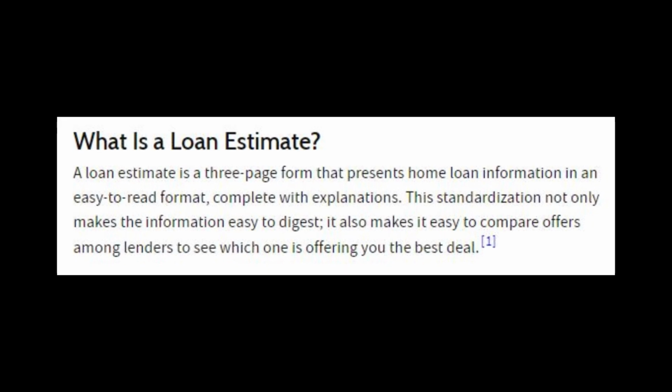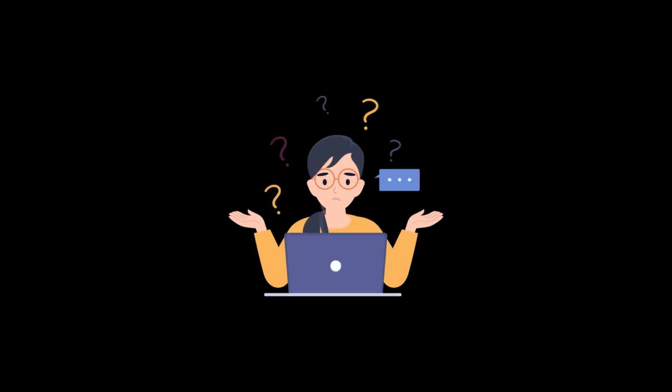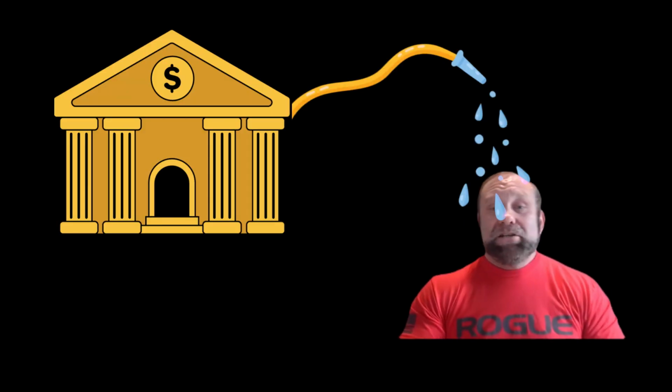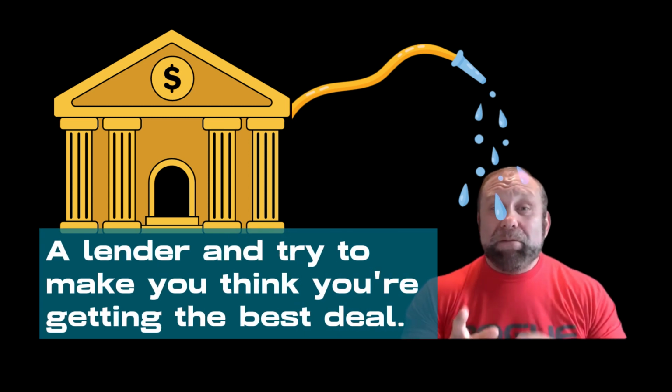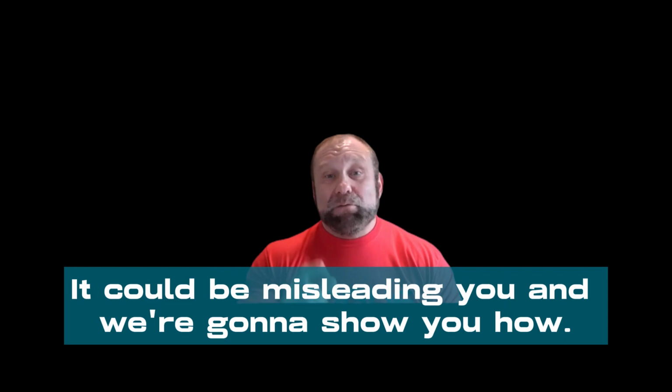That way you can see where things can go awry, where the confusion can begin, and where a lender can try to hose you, to try to get over on you, to think you're getting the best deal. Well, guess what? They could be misleading you, and we're going to show you how.